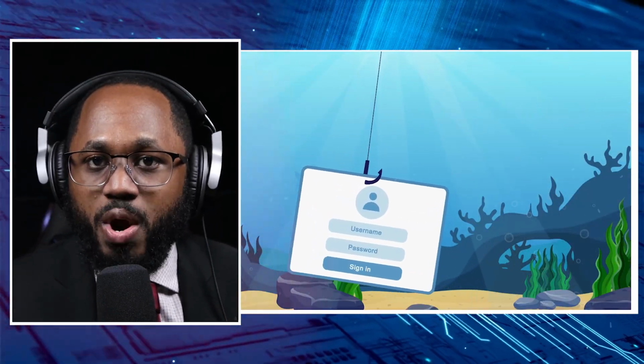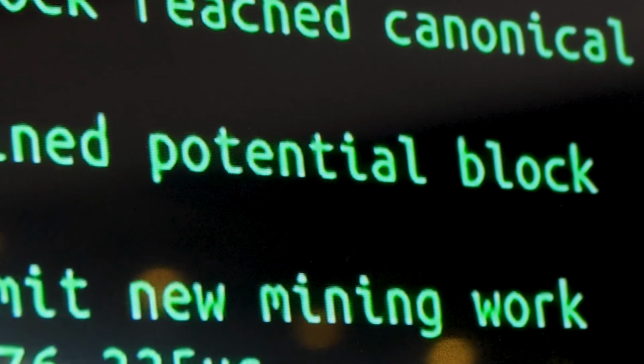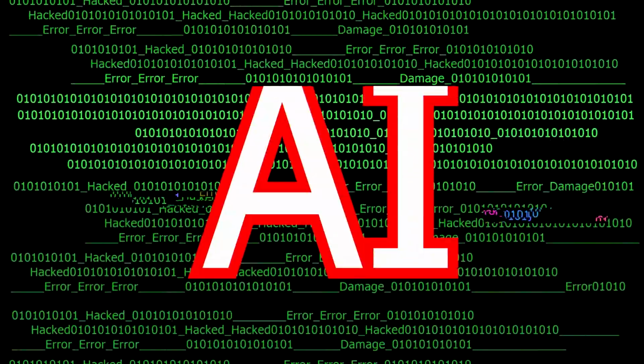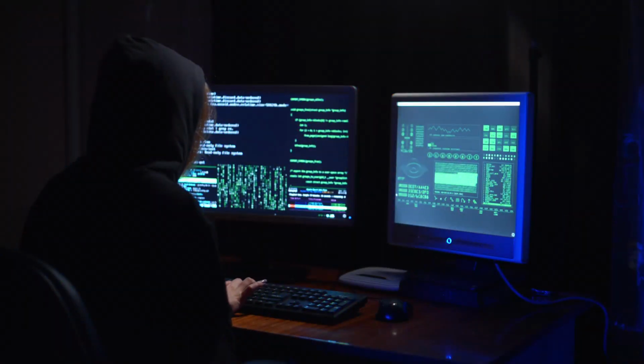There's automated malware creation. AI systems will be able to automatically generate new malware variants, making it challenging for traditional antivirus solutions to keep up. There's AI-driven social engineering. Attackers will leverage AI to automate and scale social engineering attacks, making them more persuasive and difficult to identify.